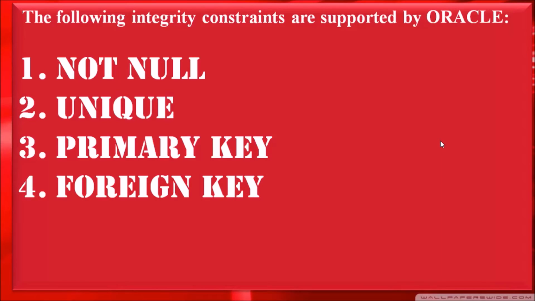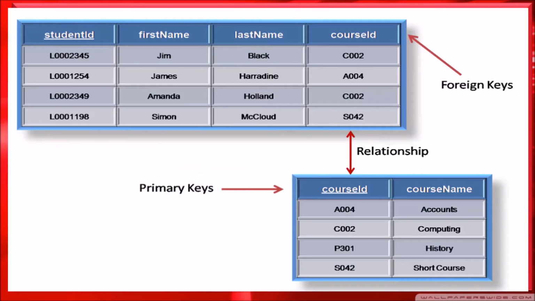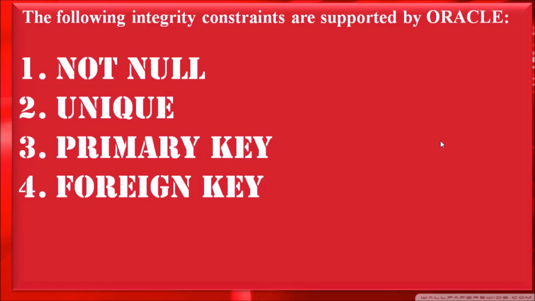Foreign key constraint. This constraint identifies any column referencing the primary key in another table. It establishes a relationship between two columns in the same table or between different tables. For a column to be identified as a foreign key, it should be defined as a primary key in the table which it is referring to. One or more columns can be defined as a foreign key.